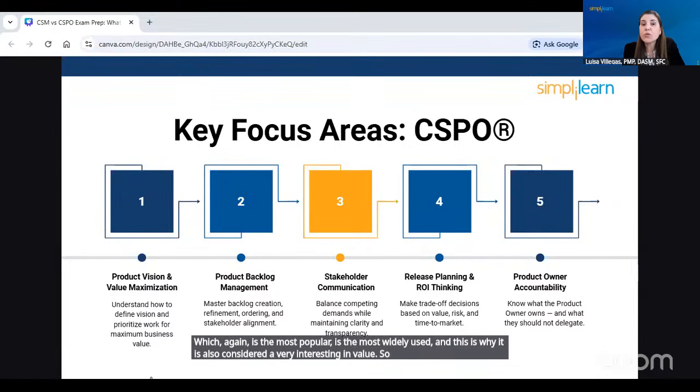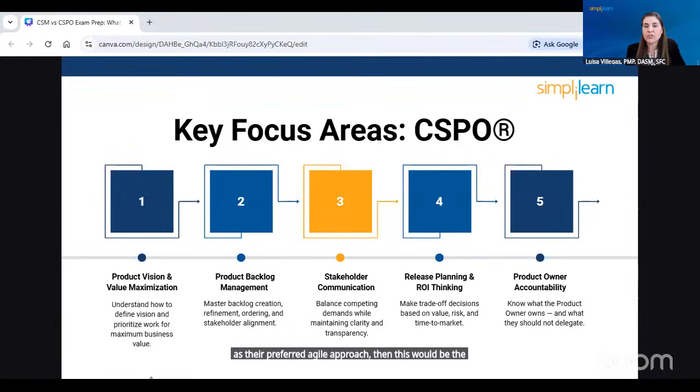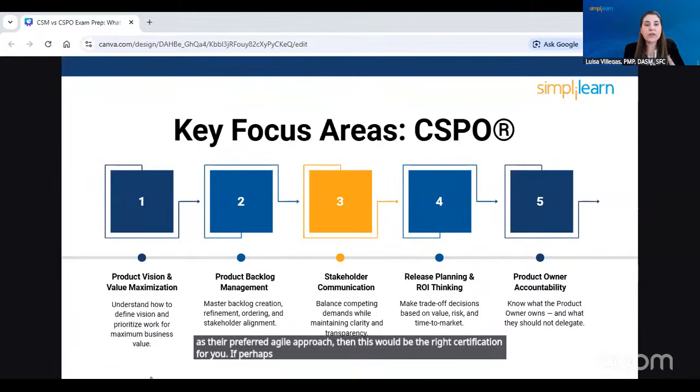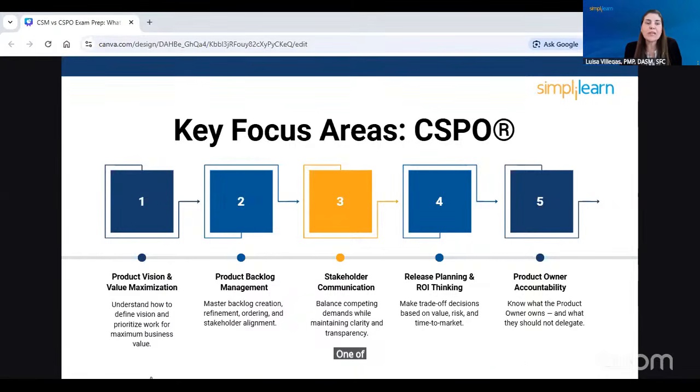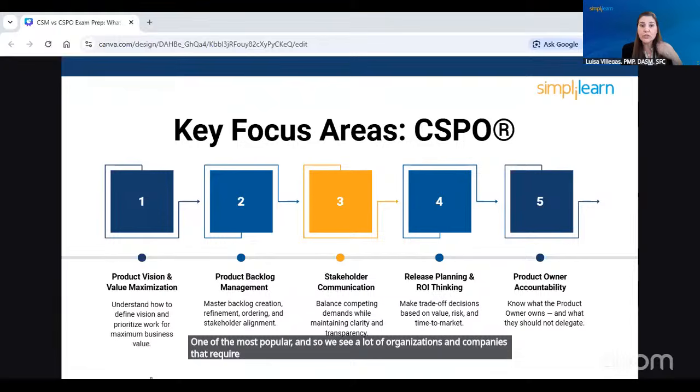So you would think, if you see yourself working specifically in an organization that utilizes Scrum as their preferred Agile approach, then this would be the right certification for you. If perhaps you want to explore a more broad Agile mindset and approach, then perhaps you could consider one of those other certifications. But Scrum is one of the most popular, and so we see a lot of organizations and companies that require their team members to have a Scrum certification because that is a specific methodology in which they operate.